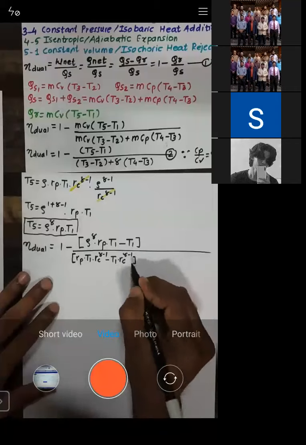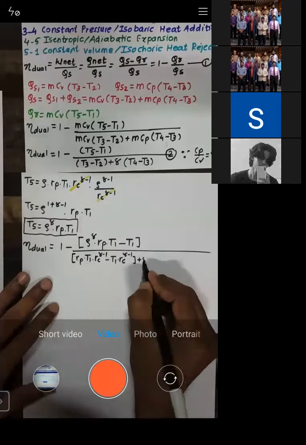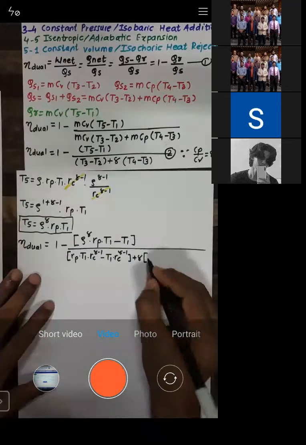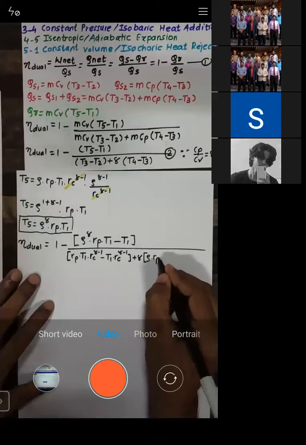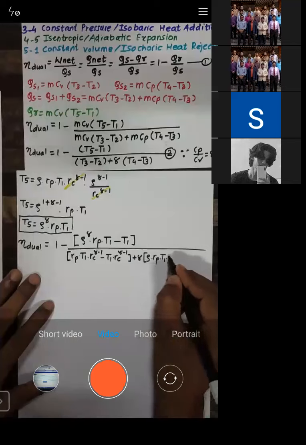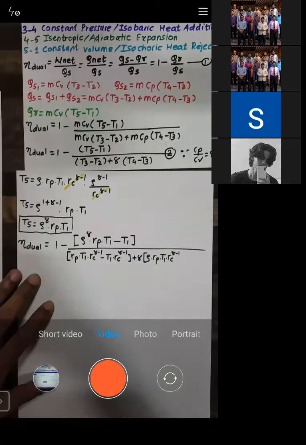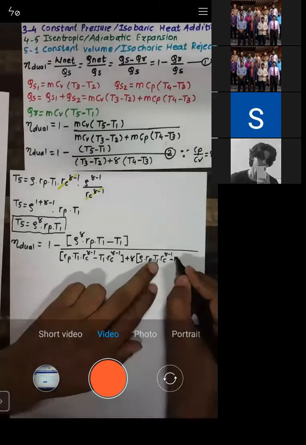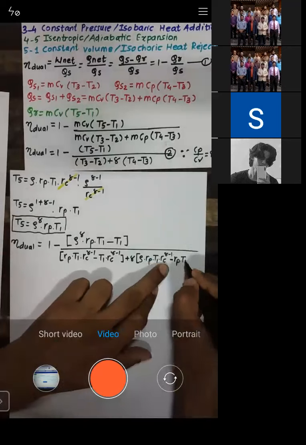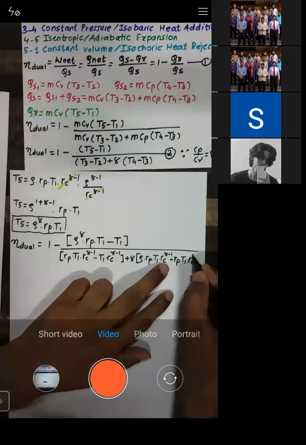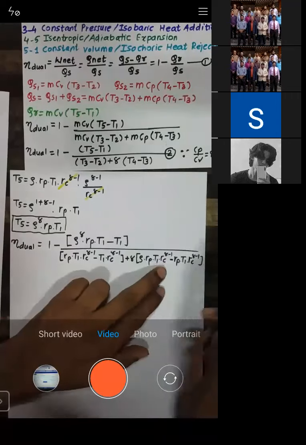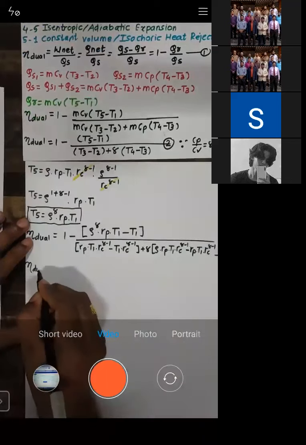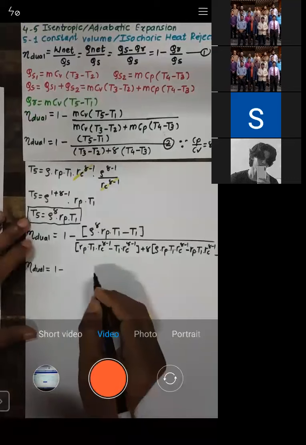So this is the value of T2, T3 minus T2, plus gamma into T4. The value of T4 that we got is rho into Rp into T1 into Rc raised to power gamma minus 1, minus T3, which is Rp into T1 into Rc raised to power gamma minus 1, into Rc raised to power gamma. So we have substituted the values. Now we'll try to simplify this equation.